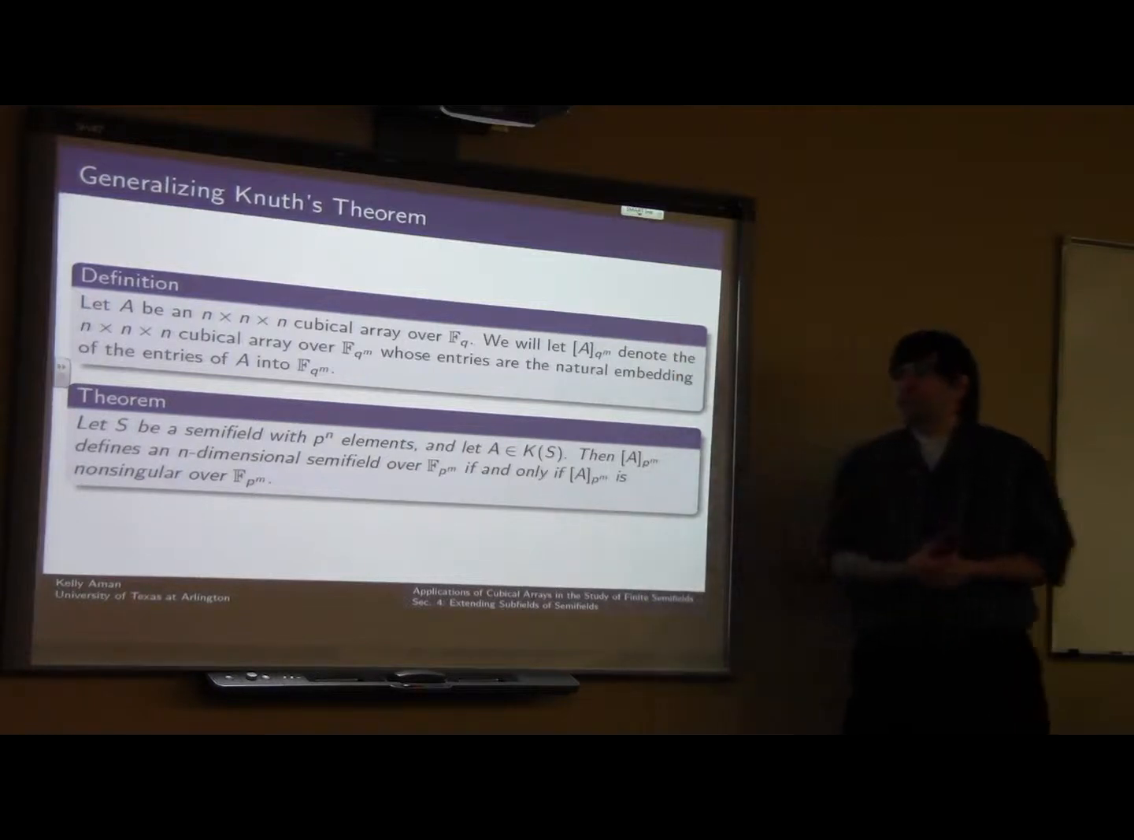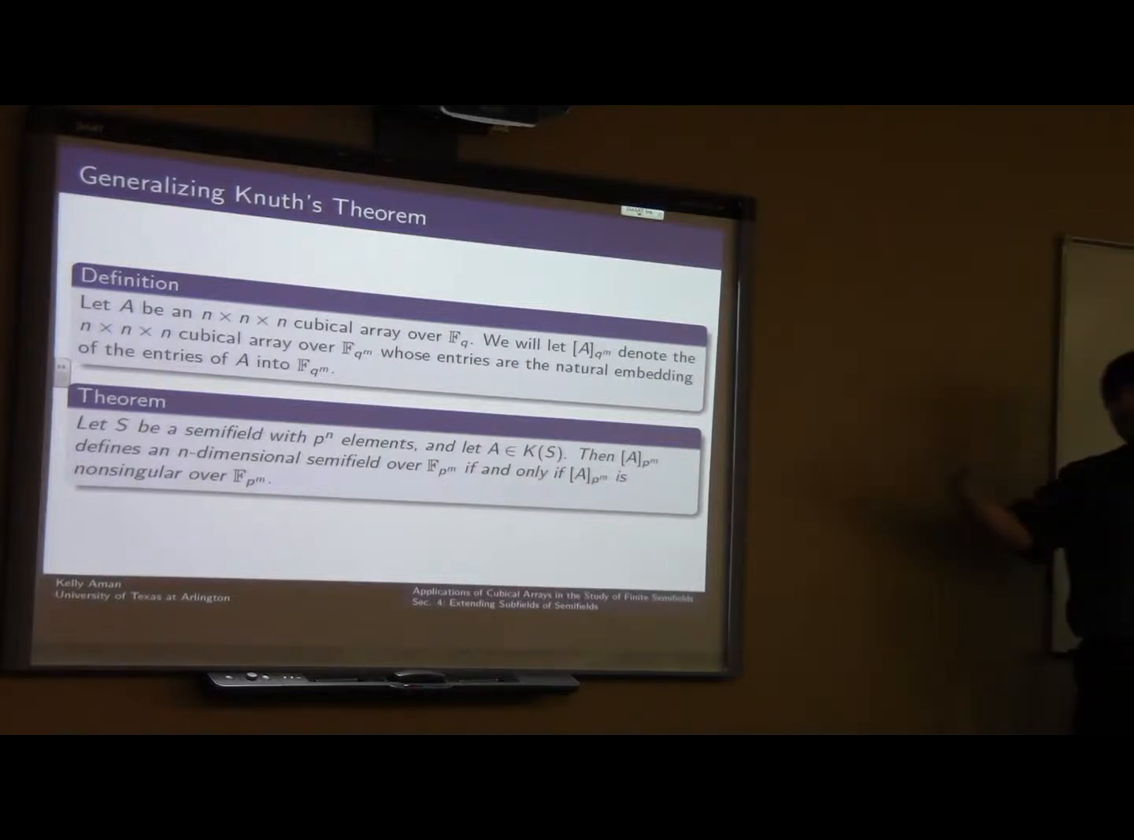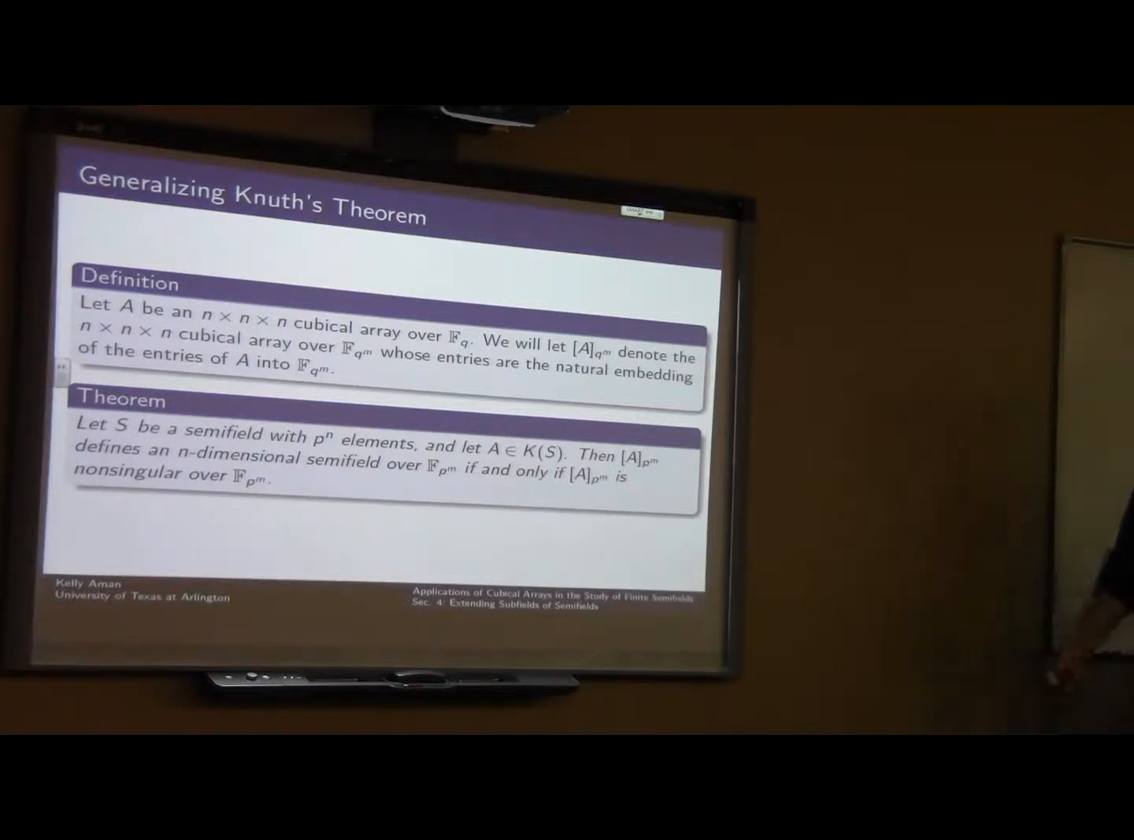So let's say we've got a cubical array A, n by n by n over Fq, just some finite field. We'll let bracket A sub p^m denote the n by n by n cubical array over F_{p^m}, where the entries of bracket A sub p^m are the entries of A under the natural embedding into F_{p^m}. So basically, if A is in standard form, bracket A sub p^m is going to be in standard form as well. The necessary and sufficient condition for A to define a semifield over F_{p^m} is that bracket A sub p^m has to be non-singular over F_{p^m}.